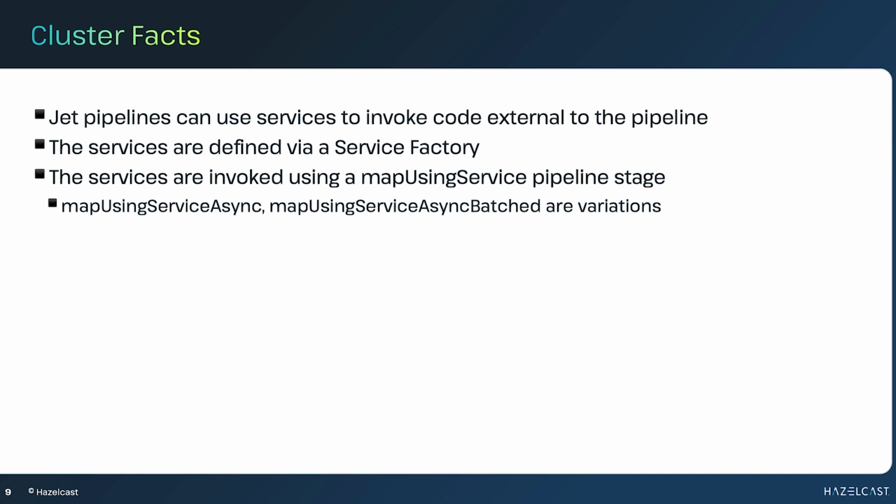In addition to the simple invocation we used in our example, we can use mapUsingServiceAsync to invoke longer running services, as well as mapUsingServiceAsyncBatched to more efficiently move data between our pipeline and an external service.